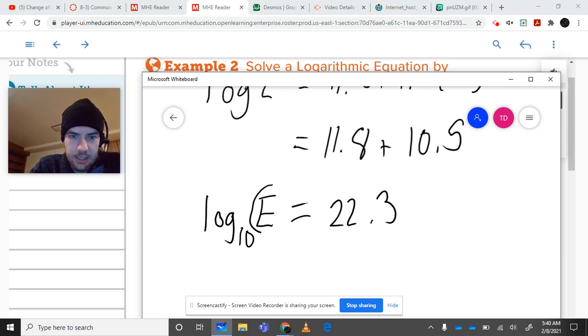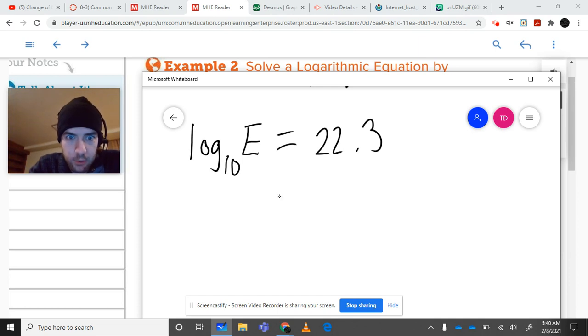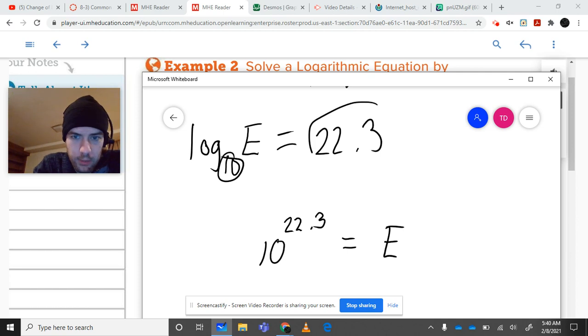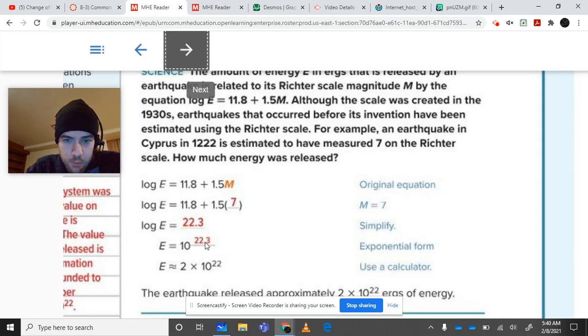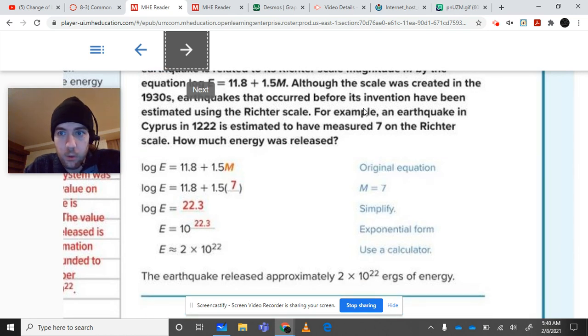And this is saying that E, right, how would we rewrite this if we were just going to rewrite it as an exponential equation? This would be saying that 10 to the 22.3 is equal to E, right? This number raised to this power gives us that end product. Okay, and at this stage, we just take that right into a calculator. We're not going to do that one by hand. And when we do 10 to the 22.3, it gives us 2 times 10 to the 22nd ergs of energy. And that is how we would work through a problem like that.